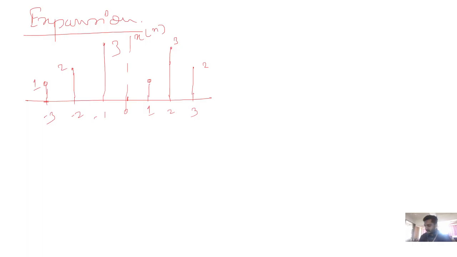So in the expansion, we take y of n equal to, let's consider, x of n by 2. I'm actually expanding this by a factor of 2. Can you help me write down what will be y of 0?